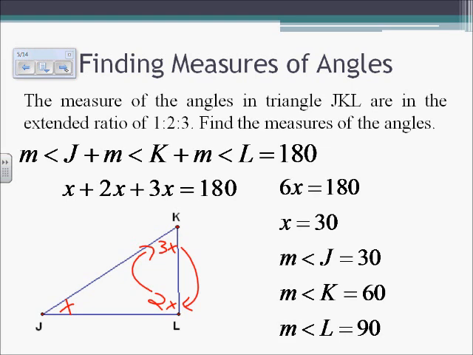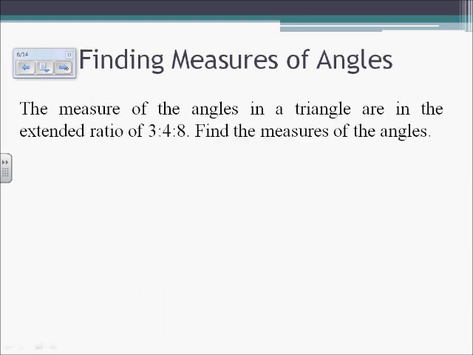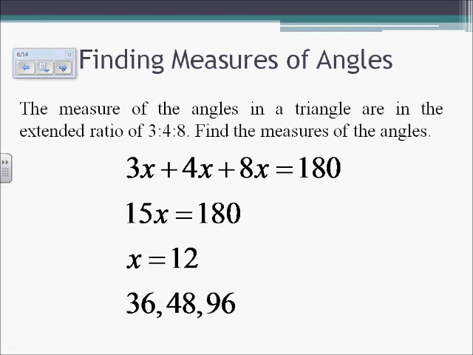Okay? Let's try another one. The measures of the angles in a triangle are in the extended ratio of 3 to 4 to 8. Find the measures of the angles. So one angle is 3x, one angle is 4x, and one angle is 8x. And we know that the sum of the triangle's angles equals 180 degrees, and we'll simplify and solve. So we have 15x equal to 180, x is equal to 12, and then 3 times 12 is 36, 4 times 12 is 48, and 8 times 12 is 96 for the set of angles.